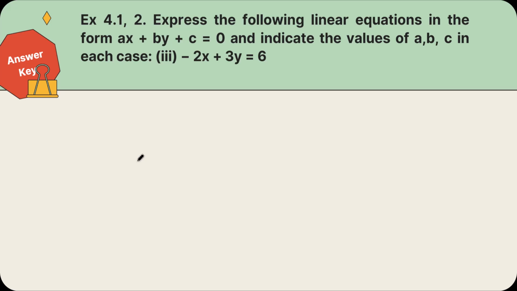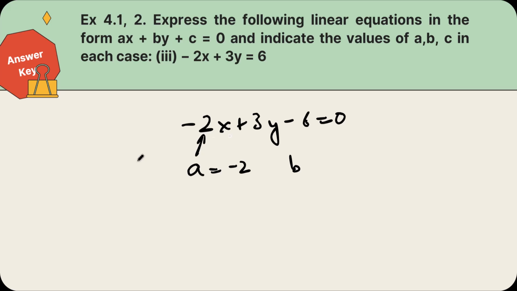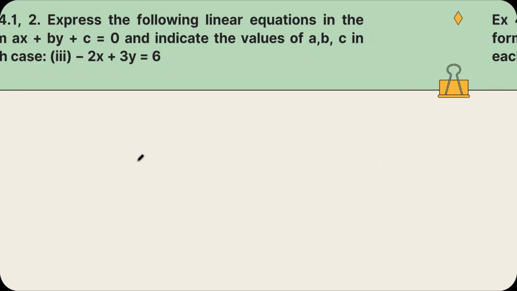Minus 2x plus 3y is equal to 6. So we can write it as minus 2x plus 3y minus 6 is equal to 0, right? So a is what? Minus 2. B is what? B is 3, right? Is it plus 3 or minus 3? You have to be very careful. It is plus 3. Is it plus 6 or minus 6? It is minus 6. So c is minus 6. So this is the general form: ax plus by plus c, right?